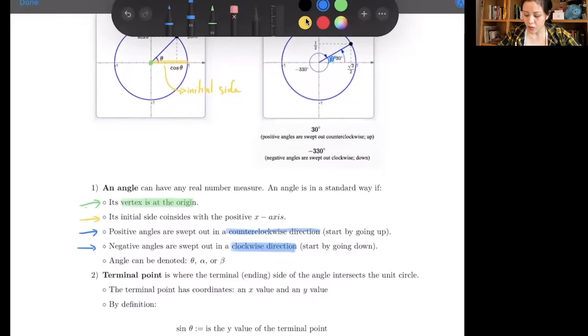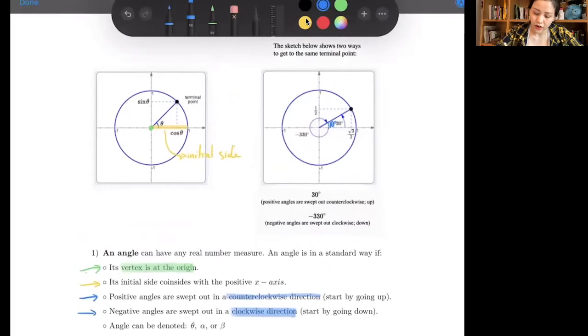Terminal point is where the terminal, ending side of the angle intersects the unit circle. So right there, the little black dot, that's my terminal point. And the blue line there you see is the terminal side. So the intersection between the terminal side and the unit circle is your terminal point. Okay.